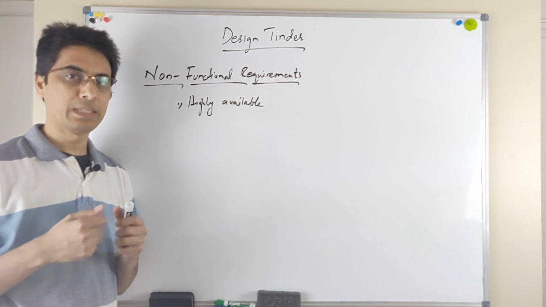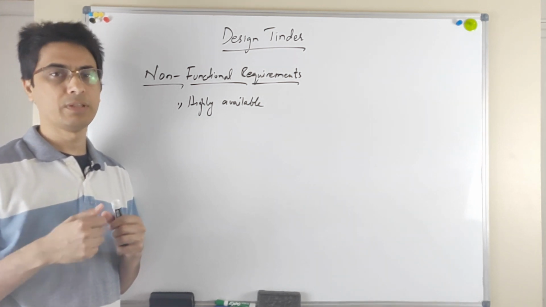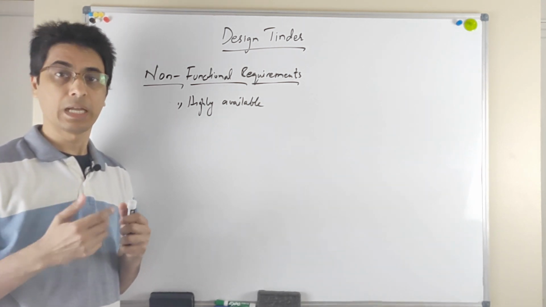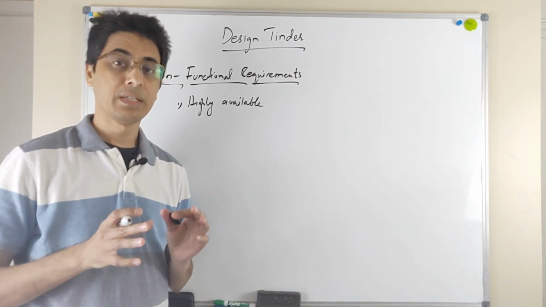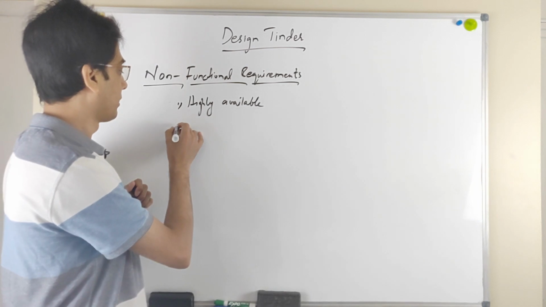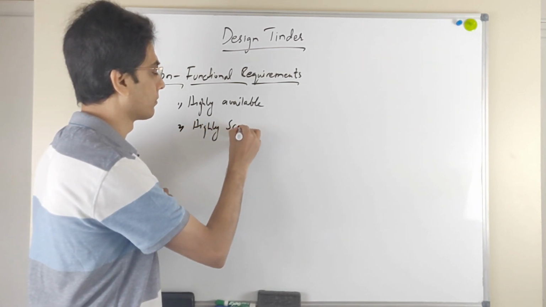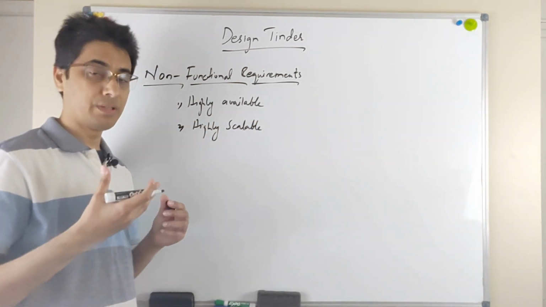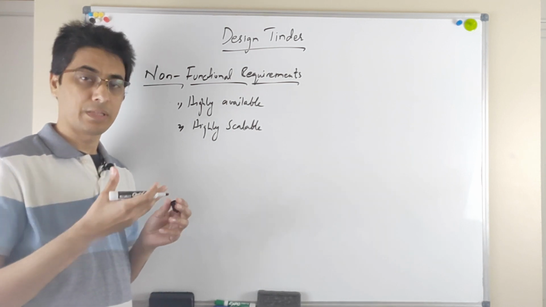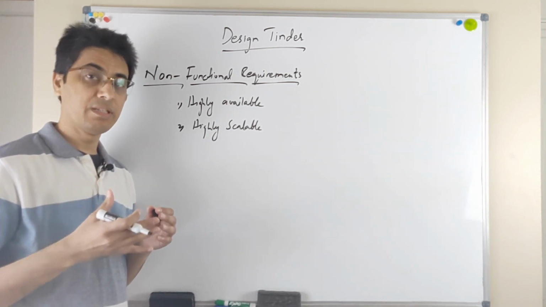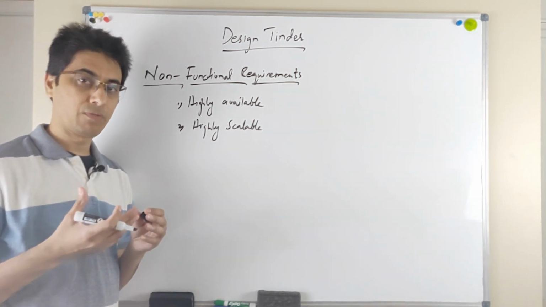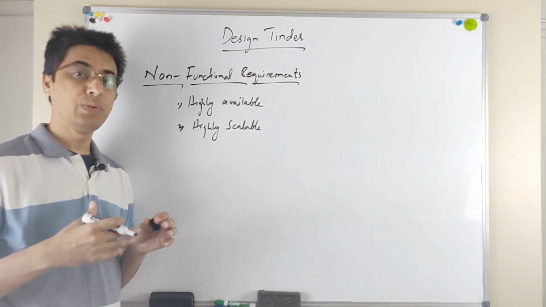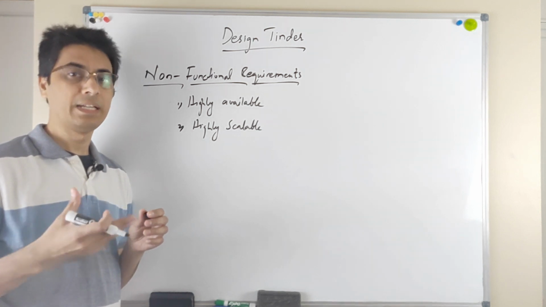like the service has 99.99% or 99.999% uptime. The second non-functional requirement is that the service needs to be highly scalable. What it means is that with the increasing load on the service, as the number of users increases, the service should be able to scale as well. And so the overall performance and experience that the users are getting from the service should not degrade over time.